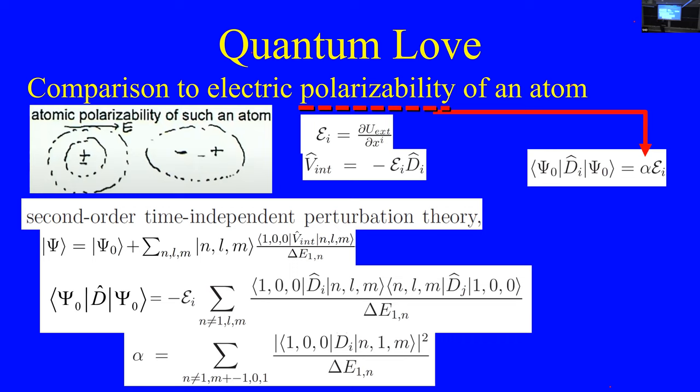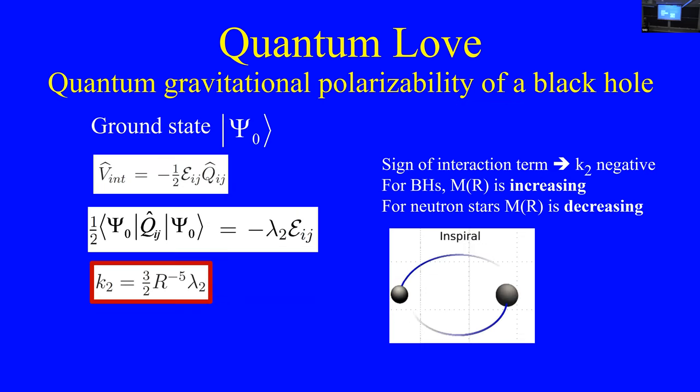In fact, looking at your paper after our discussion, I think you have a diagram with two Qs which is equivalent to this. So now I repeat the same thing for quantum Love numbers, gravitational polarizability. The interaction now has indices, and you can remove the indices by looking at the tensor structures. What I'm interested in is calculating the induced quadrupole in the ground state, so for the black hole. And the relationship between the coefficient here and this coefficient is like so.